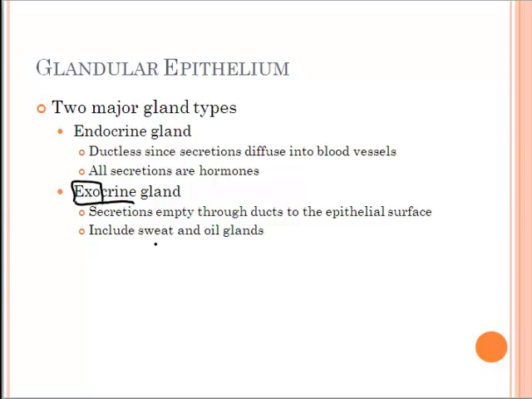So exocrine glands are glands such as sweat glands or the oil glands that are secreting to the outside of the epithelial tissue, onto your skin. So we call those exocrine glands. We also have endocrine glands. So this is like endocytosis, meaning in. So endocrine glands are also producing secretions, but these secretions are being put straight into the blood, and so they're not leaving the body. And so we call these endocrine glands.